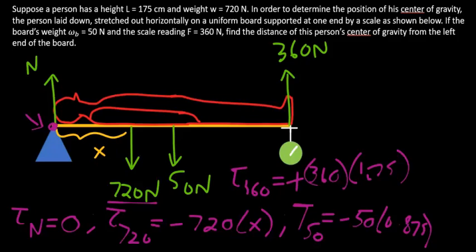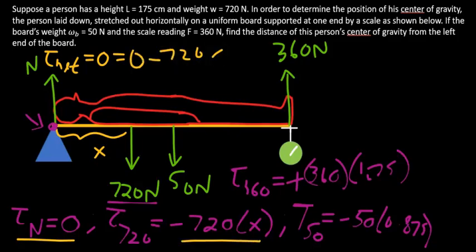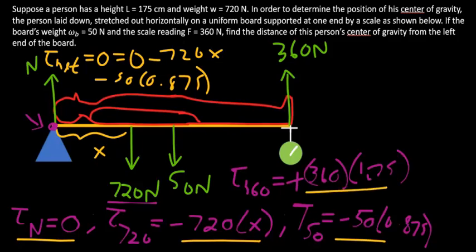So there we have it. The net torque equals 0. And that net torque is found by taking this, which is 0, plus that, which is minus 720x, plus that, which is minus 50 times 0.875, plus that, which is 360 times 1.75. And you can solve for x.